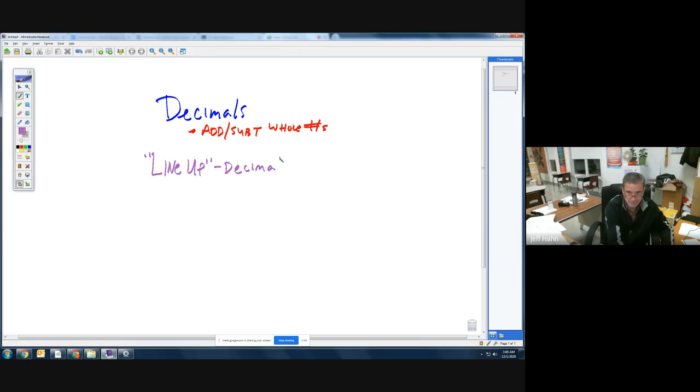Which leads us to a small problem, but nothing that we can't handle. If we throw down this example problem here, let's say I have 12.75 minus 5. The one important point that today's lesson makes is this. The number 5 does not have a decimal, so what do we do? Well, any whole number has a decimal in it.